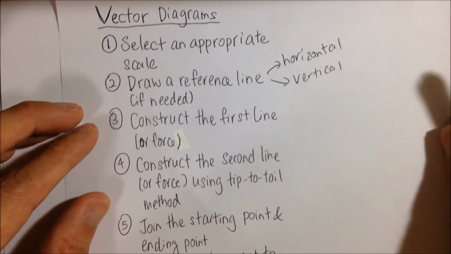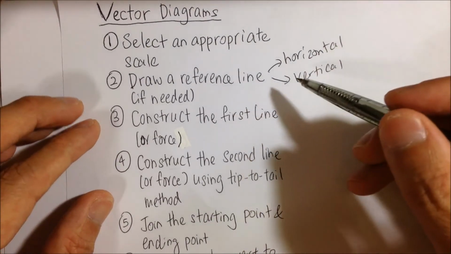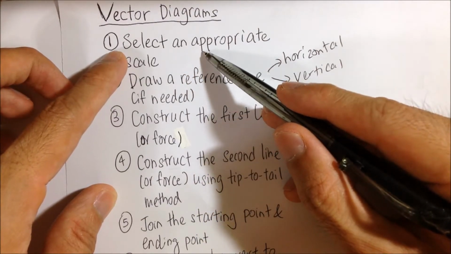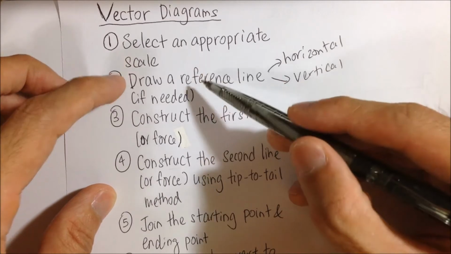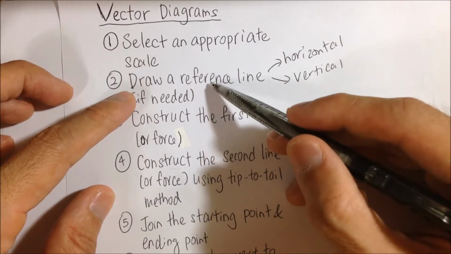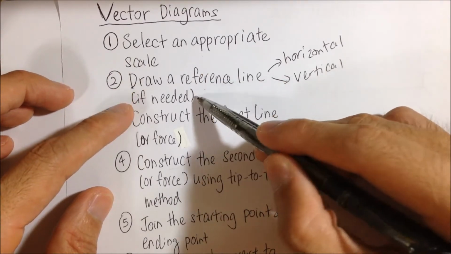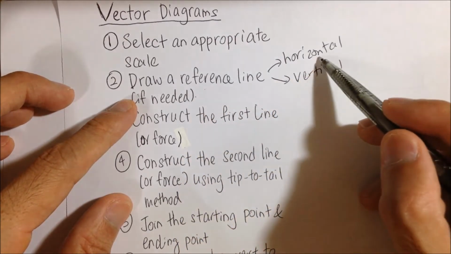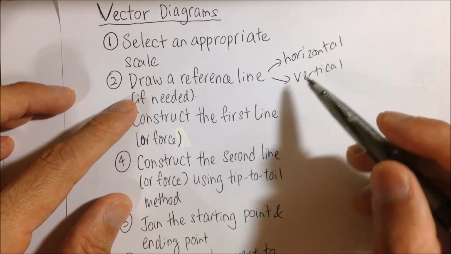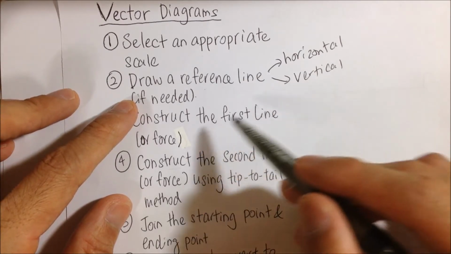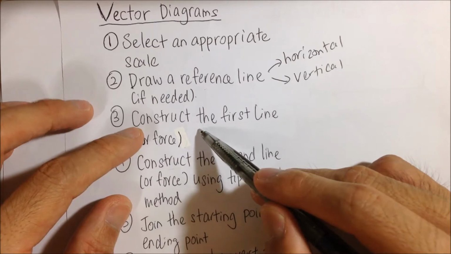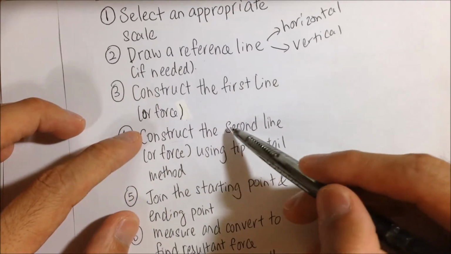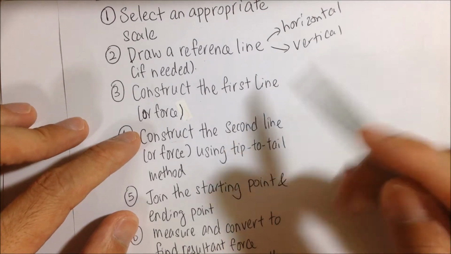Now, first of all, here are the steps that I will recommend. The first thing is that you really have to write down and select the appropriate scale. This is followed by drawing a reference line. What do I mean by this reference line? The reference line is only if it's needed, and the reference line is usually either the horizontal or the vertical line. I'll explain this later. Then subsequently you will construct the first line or the first force, followed by the construction of the second force using the tip to tail method.